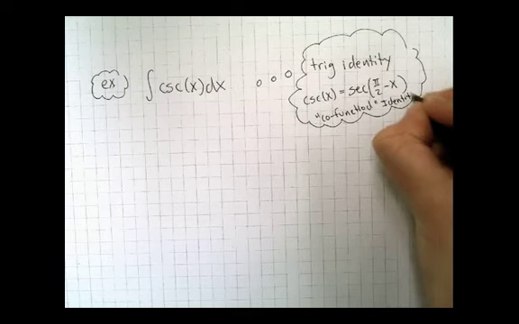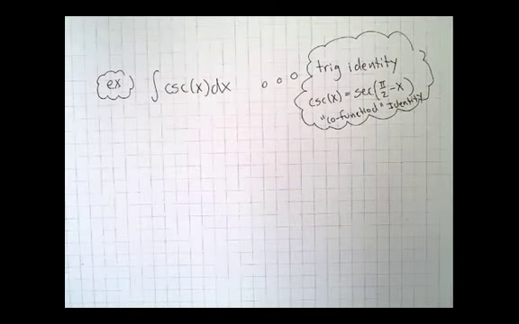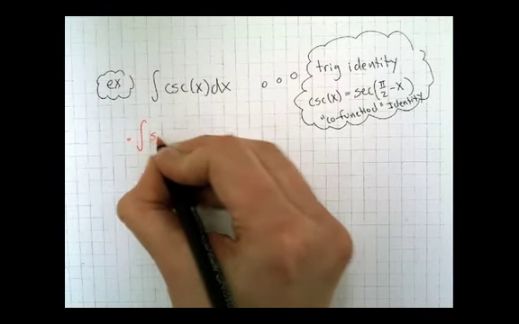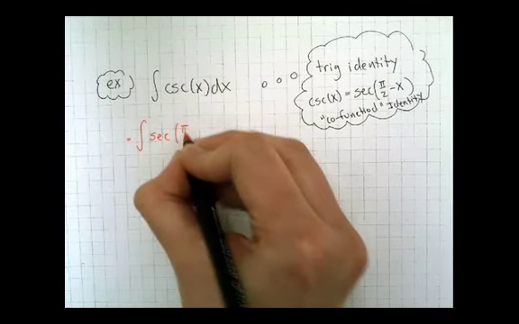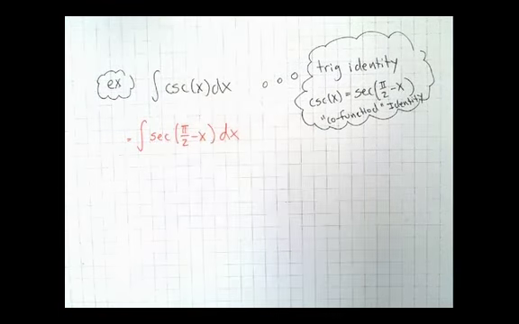And so, cofunction identities. I doubt you're going to have this one memorized. I don't have this one memorized. I have to look it back up to remember it. But I'm going to apply it to this problem. I'm going to rewrite this integral as the integral of secant of pi over 2 minus x dx.